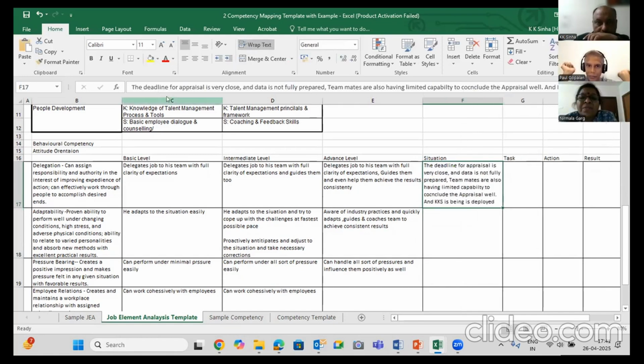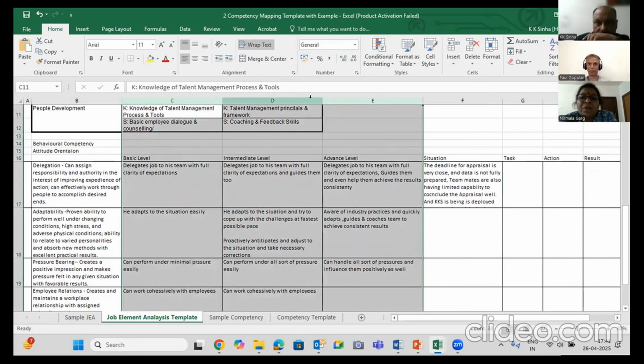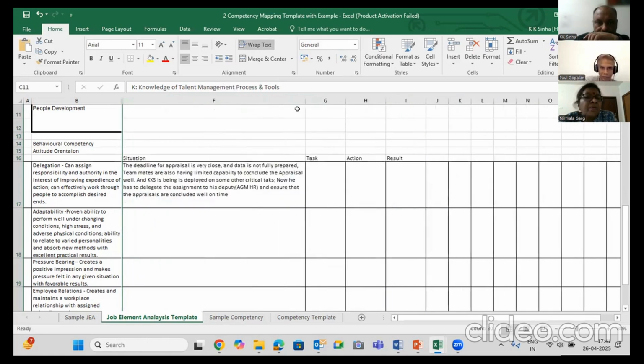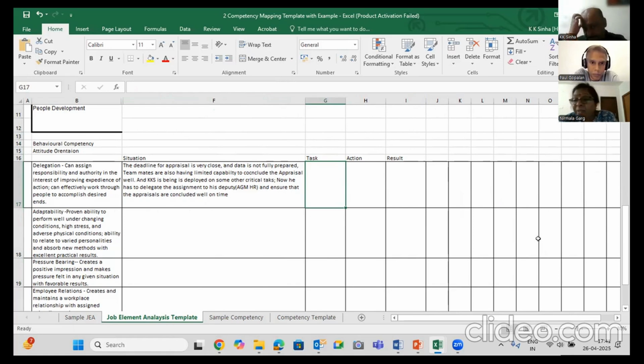Deadline for appraisal is very close. The team is not fully prepared. This is the situation. The situation is also critical because this appraisal data is linked to the increments data, isn't it? So that's why it's more critical.